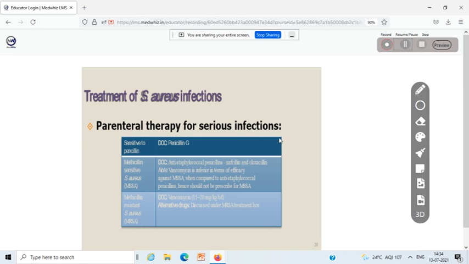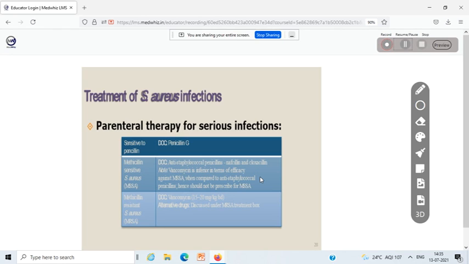Coming to treatment, parenteral therapy for serious infections: for methicillin sensitive Staphylococcus aureus, the organisms that are still sensitive to penicillin, we have anti-staphylococcal penicillins like nafcillin and cloxacillin. Vancomycin is inferior in terms of efficacy against MSSA when compared to anti-staphylococcal penicillins. Hence, it should not be prescribed for MSSA.